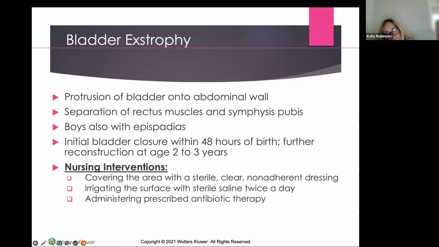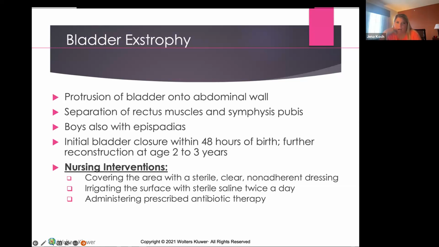For bladder exstrophy, the bladder is protruding through the abdominal wall. Sometimes this can happen in the front of the newborn. I've seen it once where the bladder was coming through the backside of the newborn. It all depends on where the congenital defect happened during development. Typically, boys will have epispadias, meaning that the urethral opening can be on top of the penis instead of at the end.